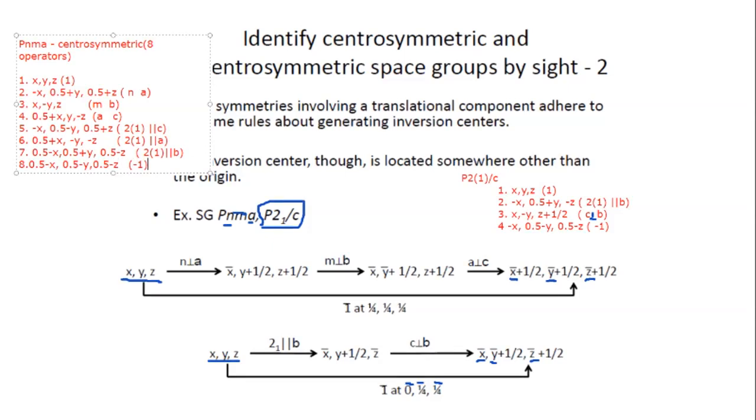So these are all the operators for Pnma. Again, orthorhombic centrosymmetric space groups are going to have double the number of operators of non-centrosymmetric space groups. Non-centrosymmetric orthorhombic space groups have 4 operators, but when you introduce that inversion center, you generate double the number of operators. Even in monoclinic, centrosymmetric monoclinic space groups will have double the number of operators of their corresponding non-centrosymmetric space groups.